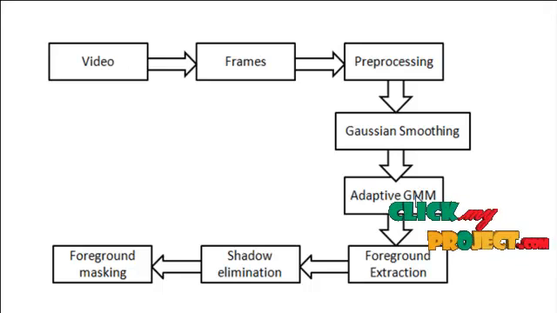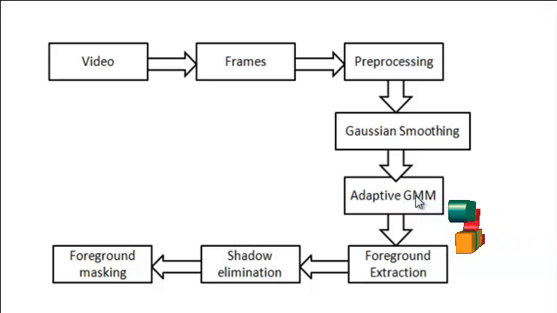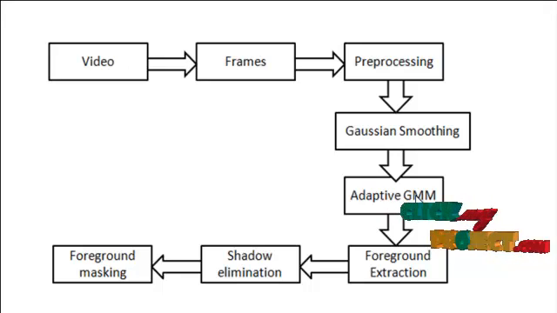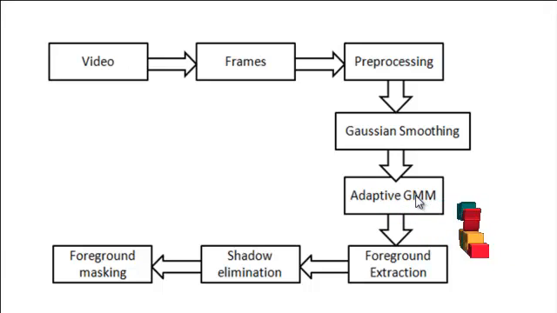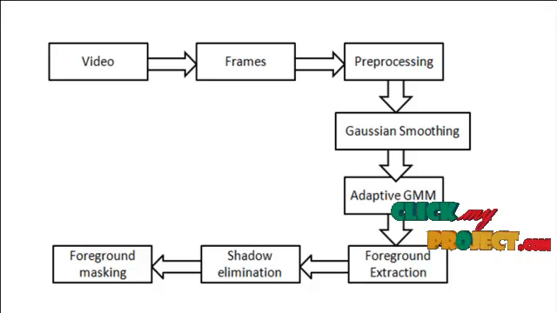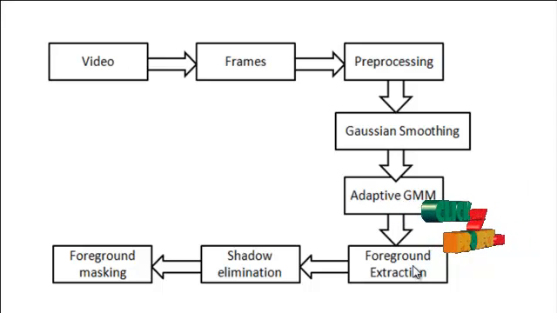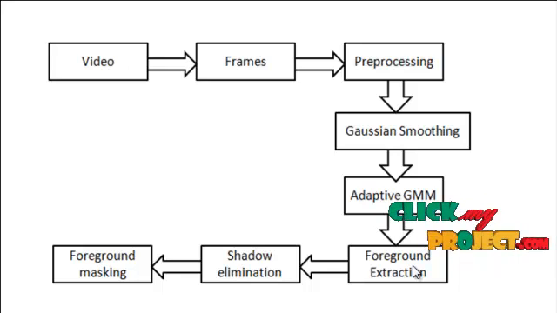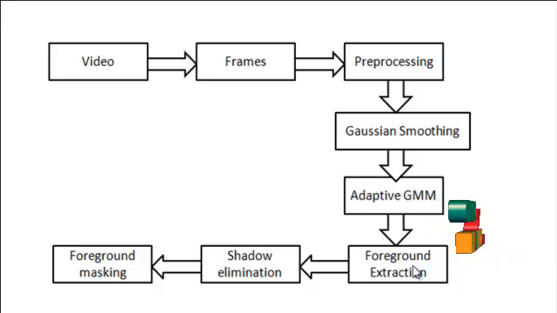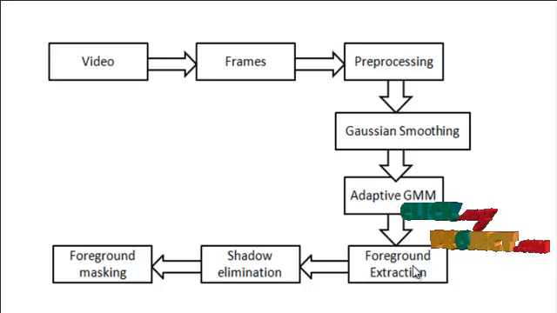Then we will go for adaptive GMM. A Gaussian mixture model is a probabilistic model for representing the presence of subpopulations within an overall population. Formally, a Gaussian mixture model corresponds to the Gaussian mixture distribution that represents the probability distribution of observations in the overall population. Then we will go for foreground extraction. Morphological operations such as closing and opening are applied on the noisy foreground mask. Connected component analysis is done to find and draw the object contours. Then we will extract the foregrounds.